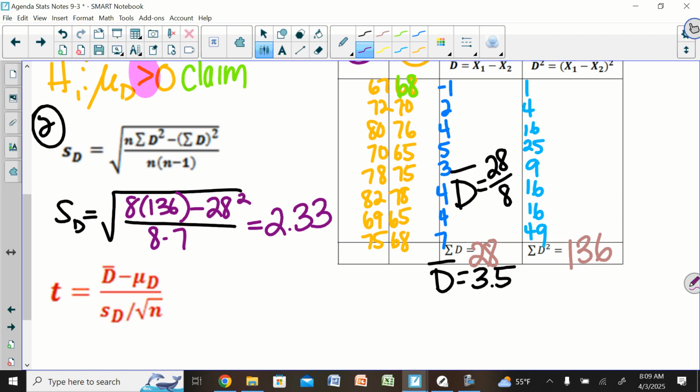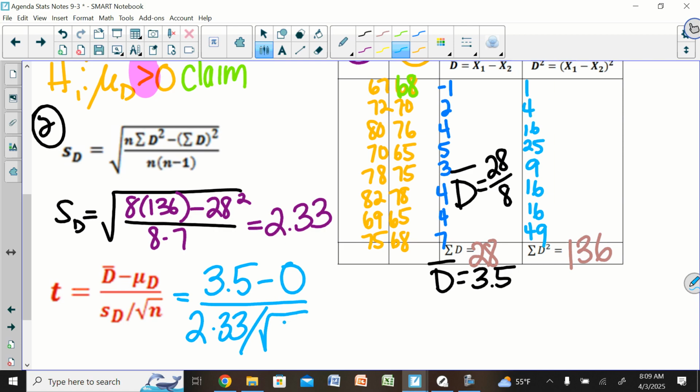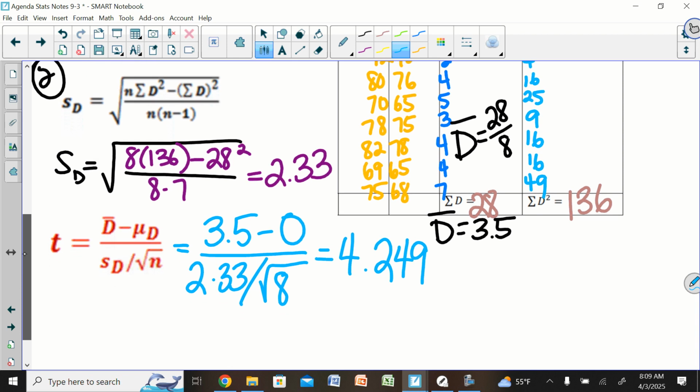Now that I've done all that, I have everything I need to calculate my t-test statistic. My t-test statistic is D bar, which we calculated as 3.5, minus mu sub D, which is 0, all over S sub D divided by the square root of 8, because 8 is the number of pairs. When I did that calculation, I got 4.249. Oh, that was exhausting. That's a lot of work, a lot of side math. If you mess up on one sum, that messes up your standard deviation of your differences and everything. So we can check as we go.